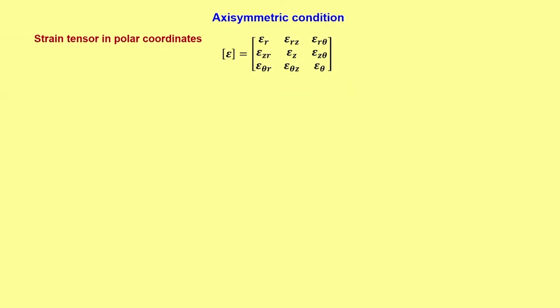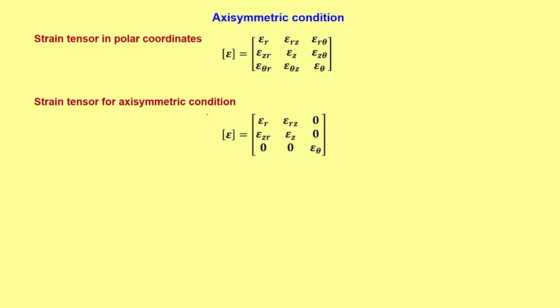The strain tensor in polar coordinates, in general, you can represent in this particular form: epsilon r, epsilon rz, epsilon r theta. Instead of x, y, now we have rz, r theta. It is a symmetric matrix, so it takes this form. Basically you have epsilon r, epsilon z, epsilon theta and the shear strain components.